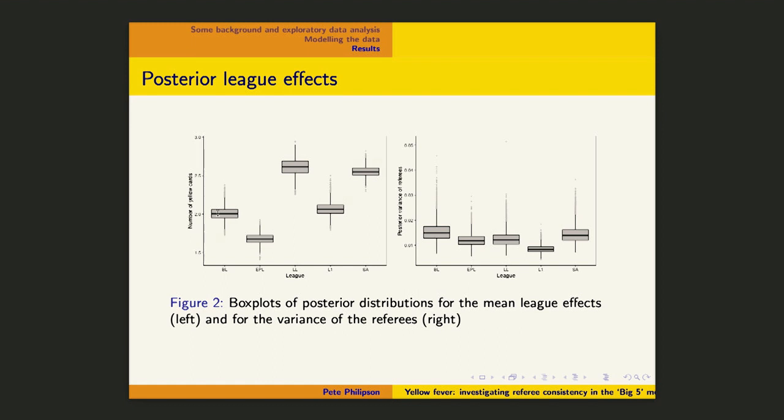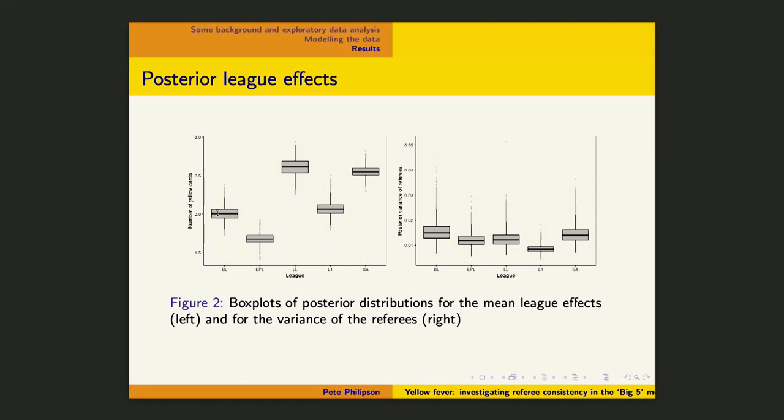These are box plots based on that MC approach, for the mean league effects on the left and the variance of the referees on the right. So as I said earlier, this is the Premier League. This is the mean number of yellow cards on this axis, and the league across here. The Premier League has far fewer yellow cards given on average, whereas La Liga and Serie A, the hot-blooded Latins, I would say, get more yellow cards, or a different interpretation of the rules.